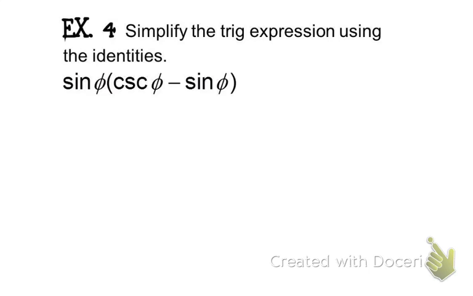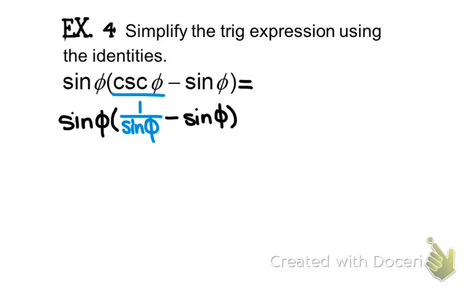Okay, number 4 says sine phi, just another Greek letter like x or alpha or theta or any letter I put there. Sine of phi times cosecant phi minus sine phi. So what I want to do first is replace this cosecant with something that it's equal to. Remember, get things in terms of sines and cosines. So I'm going to leave the sine phi out front, and then I'm going to replace cosecant phi with 1 over sine phi, and then minus sine phi.